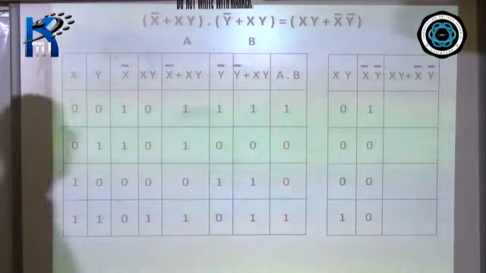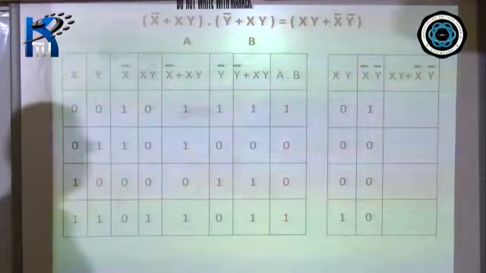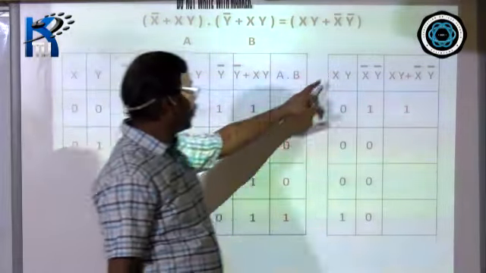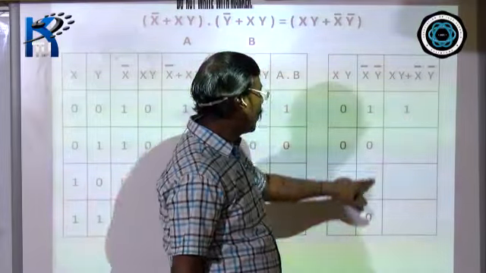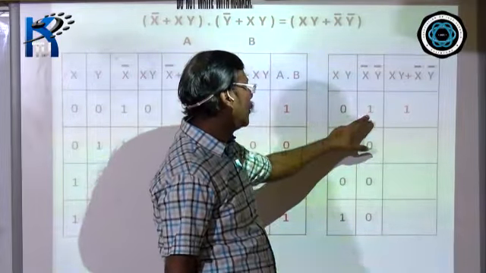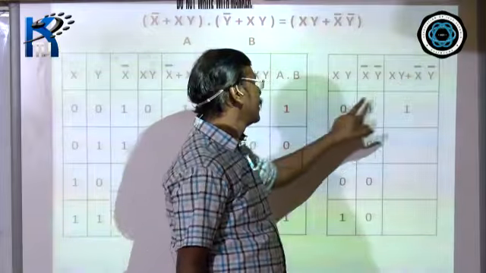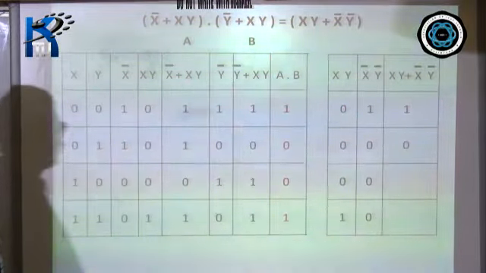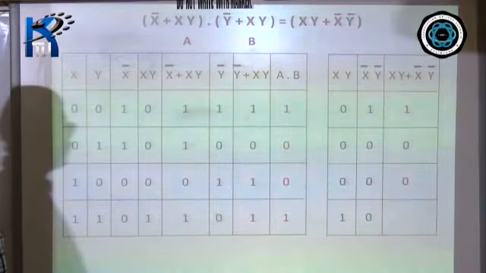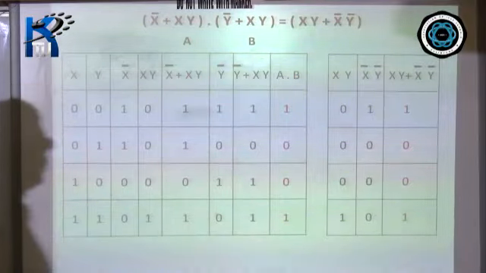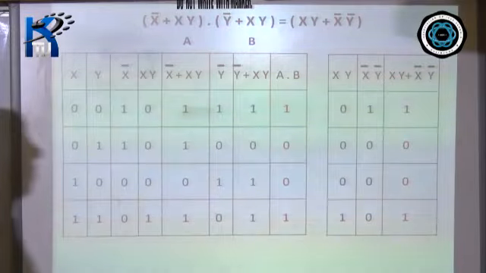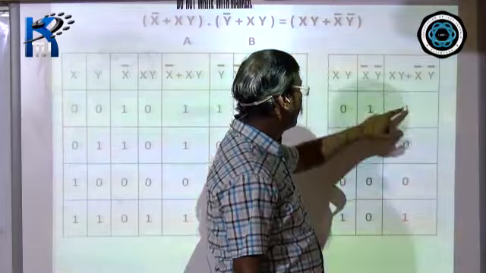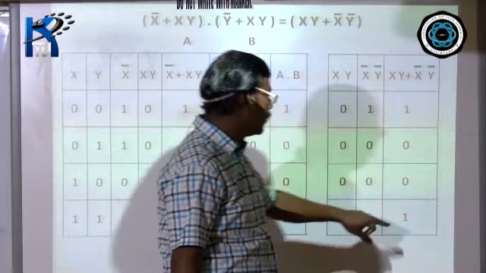So xy plus x complement y complement. Xy, remember this column is xy, x complement y complement is here. So we are using these two columns only. So we are using the OR gate. 0 1 will be 1. 0 0 is 0. Again 0 0 is 0. And 1 0 is 1. So now we have got 1 0 0 1. So right hand side, when we have solved it, we have got 1 0 0 1.